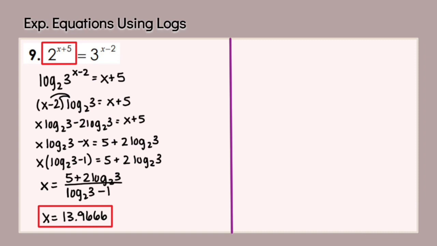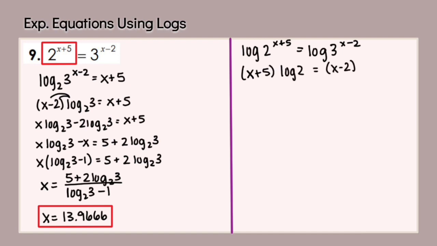All right, now I want to show you an alternate method because for some of these, it's a little bit cleaner. So what we can do is, instead of converting this to a logarithm, we can take the log of both sides. So we can just say that log of 2 to the x plus 5 equals log of 3 to the x minus 2. And then on both sides, we're going to bring our exponents down as coefficients. So we'll get x plus 5 times log 2 equals x minus 2 times log 3.